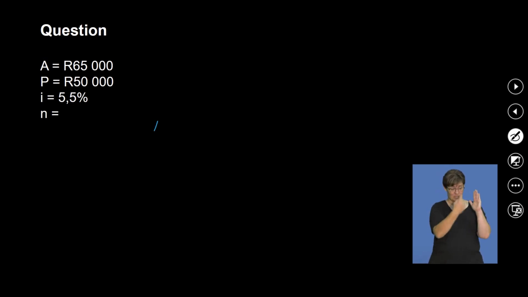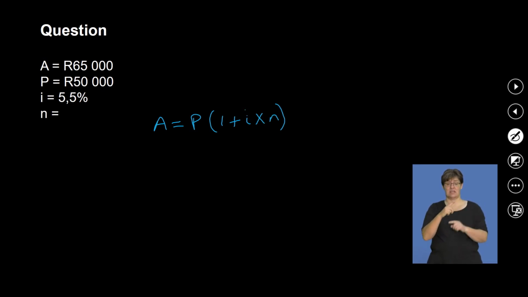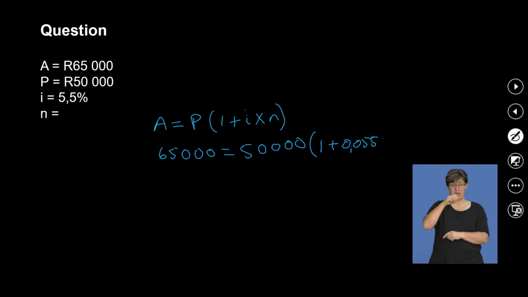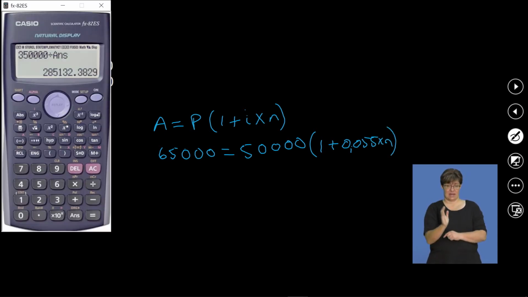So this will then be, remember I'm always also going to go back to my data that I need to write. So this is A is equal to P into 1 plus I multiplied by N, right? The A value is still the 65,000 that they just gave us now. The P value is 50,000. And we are looking for the N value. 1 plus 0.055 multiplied by N.